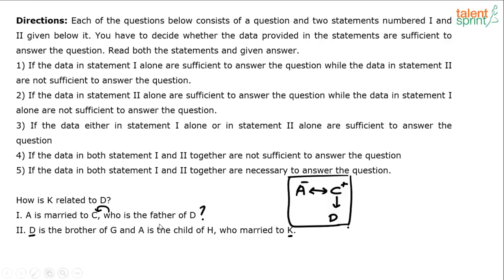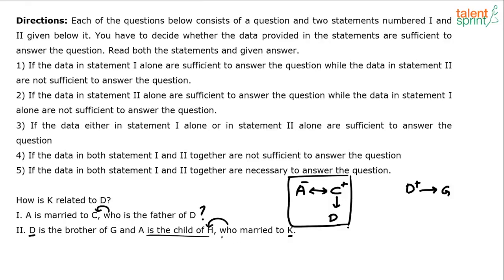What does it say? D is the brother of G. And A is the child of H, who is married to K. H is married to K.